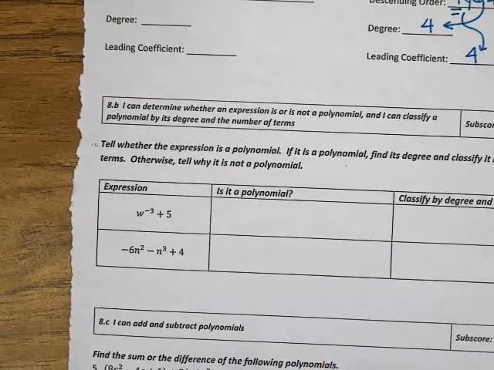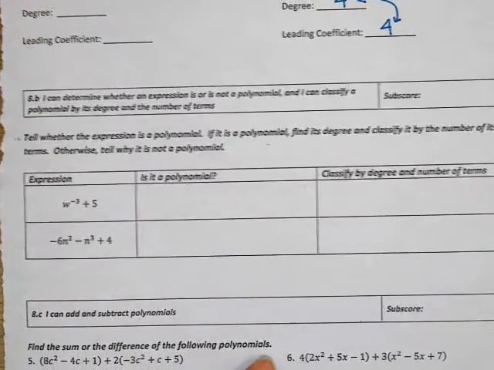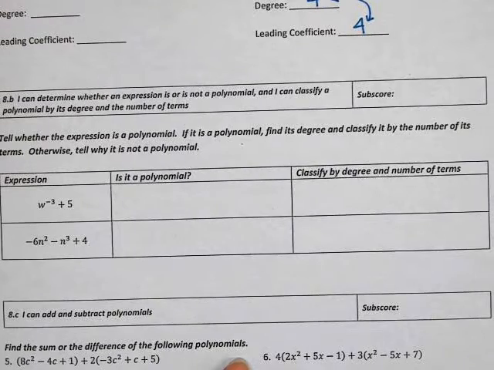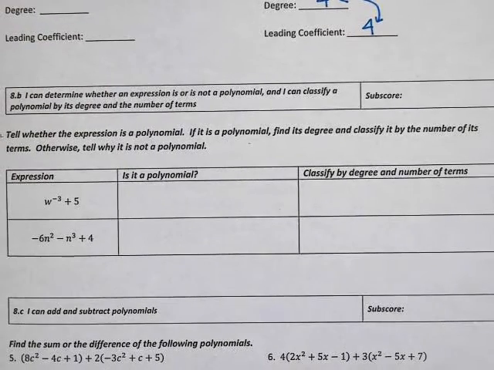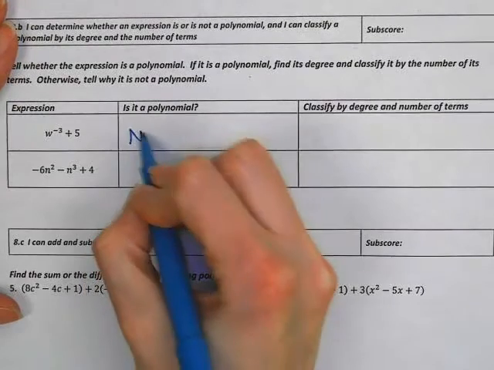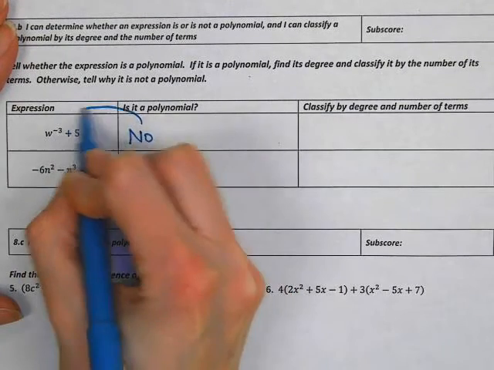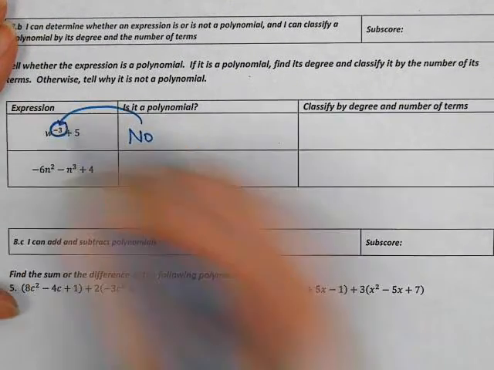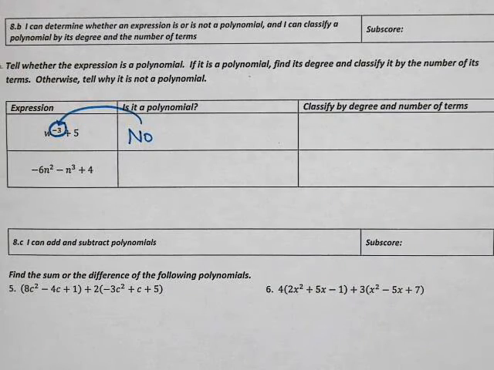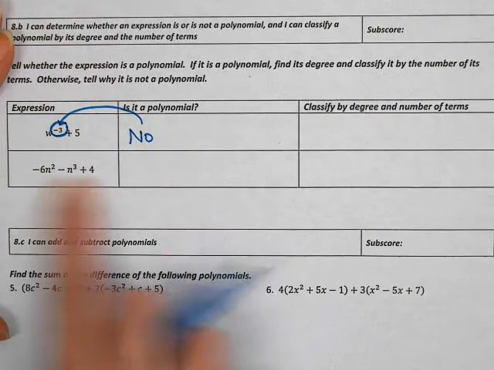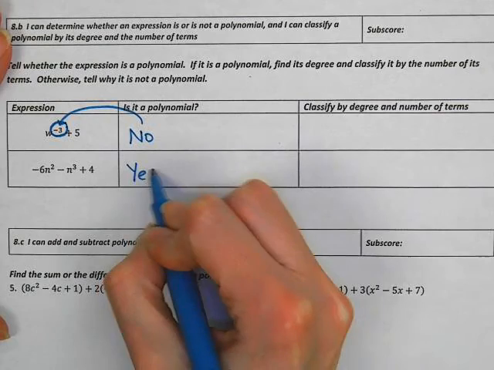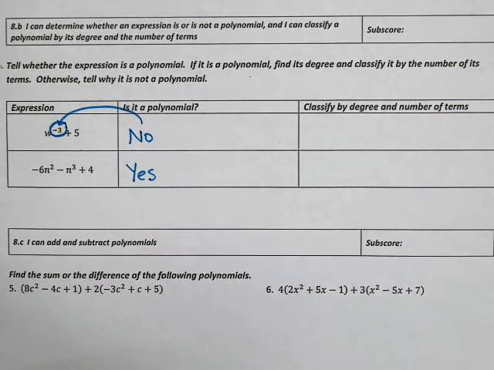All right, next target is tell me yes or no, is it a polynomial? And if it is, classify by degree and number of terms. So this one is not a polynomial because there is a negative exponent. That was one of our rules. And this one is all good. Yes. Okay, so that means we can only do this one.